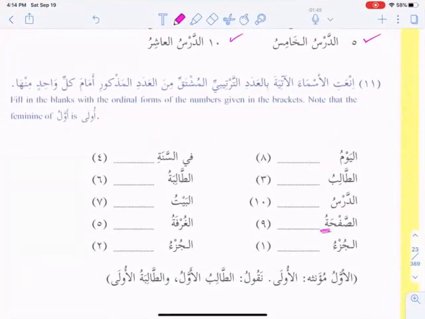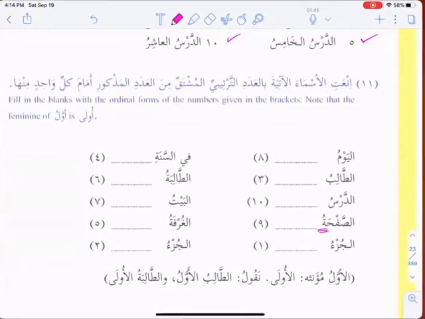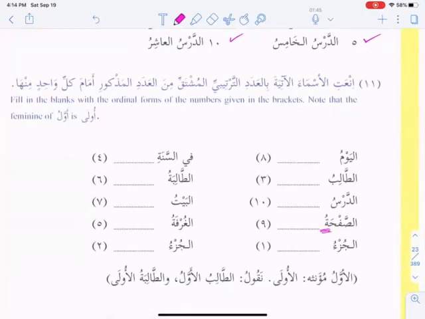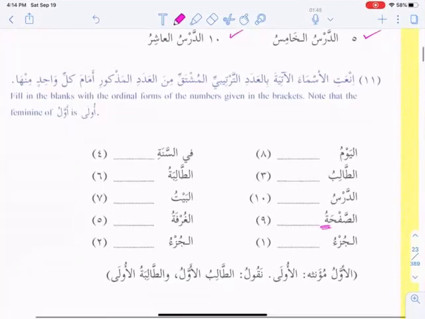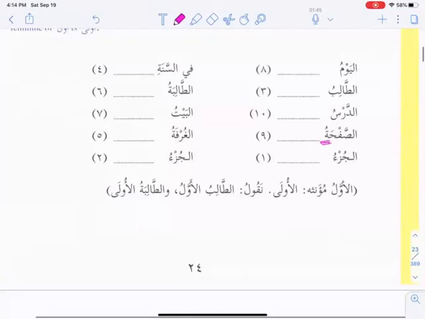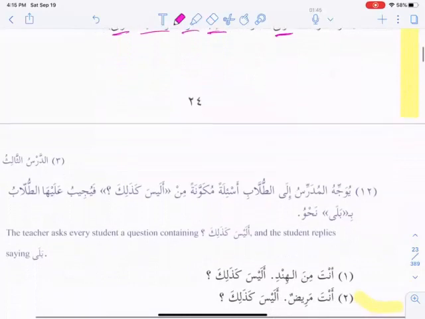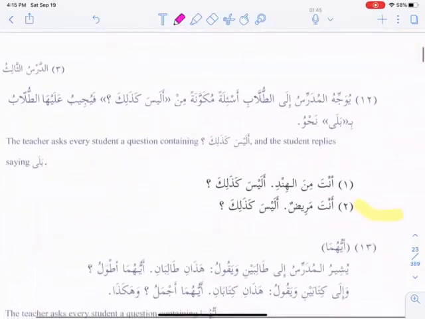Fi Sanati Rabiati Talibatun, Sadisatun, Al Baitu Sabiun, Al Gurfatu Khamisatun. Five is Khamisun, Khamisatun. Juz'u Asani. Okay. Al Awwalu Muannas is Ula. Nakulu Talibul Awwalu wa Talibatu Ula. This is for understanding, my brother. Here comes the same thing.